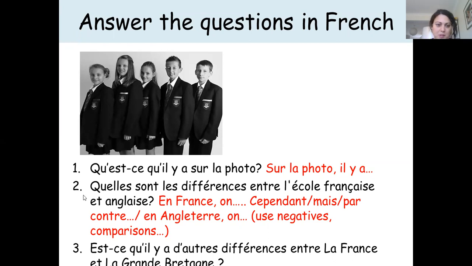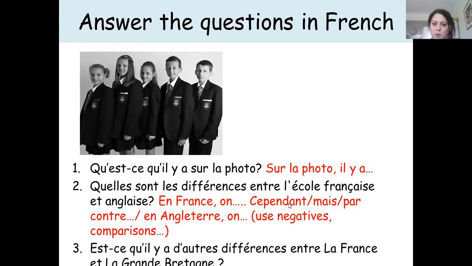Okay. Number 2, quelles sont les différences entre l'école française et anglaise? What are the differences between the French and English school? Okay. So here, I've given you a few sentence starters as well. En France, on. Remember the general we, on. It means we or they. It's nobody in particular. It's just generic.